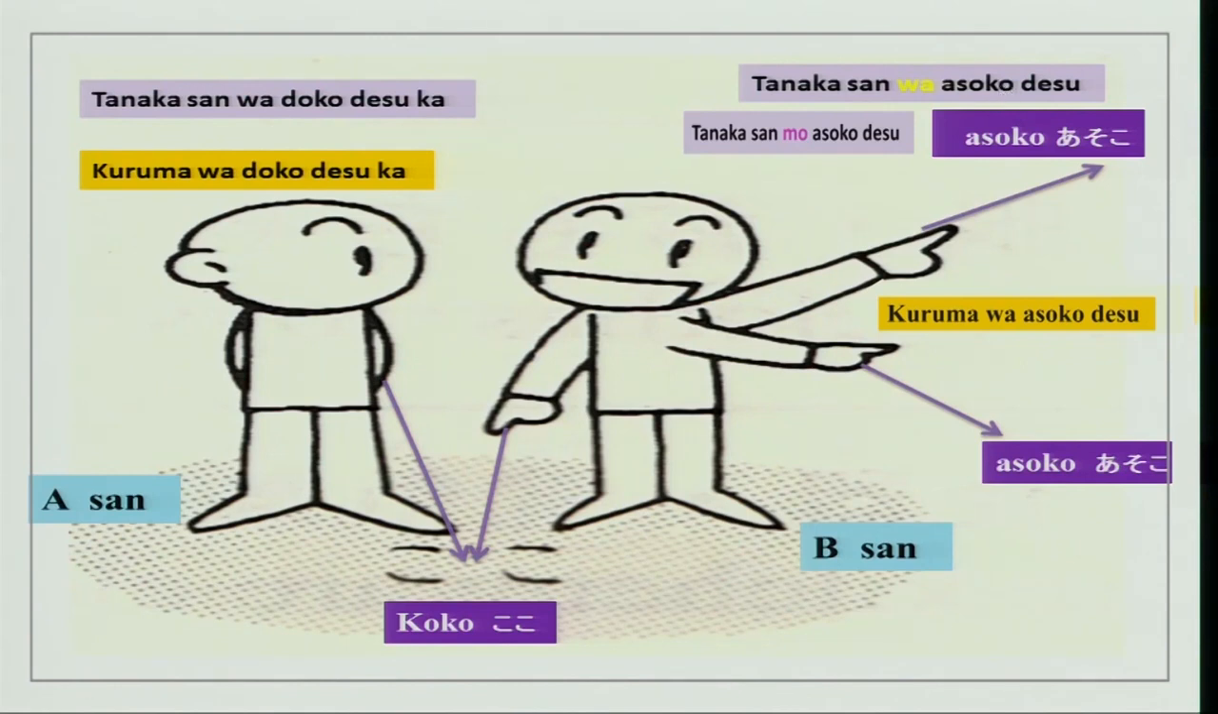So, now I am sure your asoko, koko and soko is clear. And of course, he can also point at this and say koko, and A-san from here can say soko. So, I am sure this is clear now, the difference between koko, soko and asoko. Well, now listen to this dialogue and see the words you can catch actually.